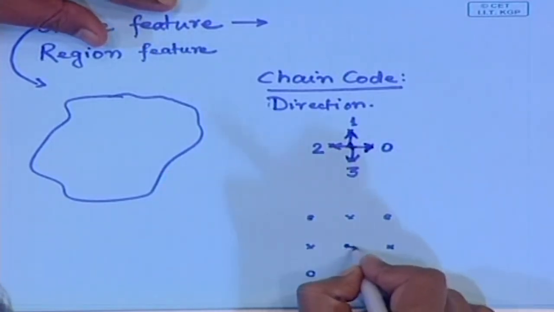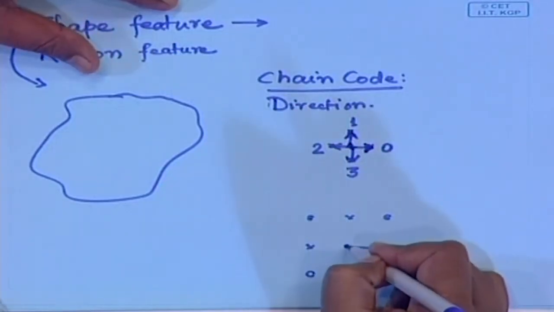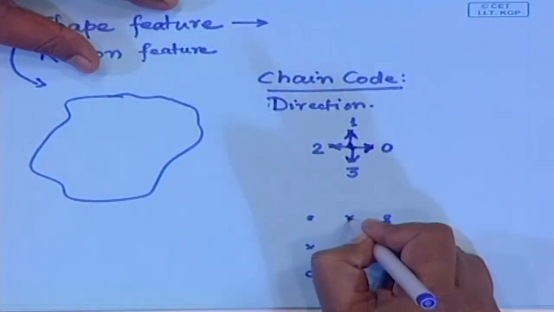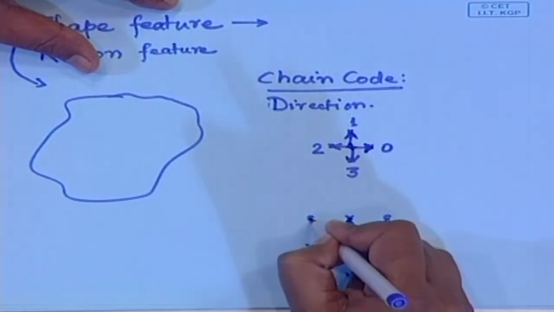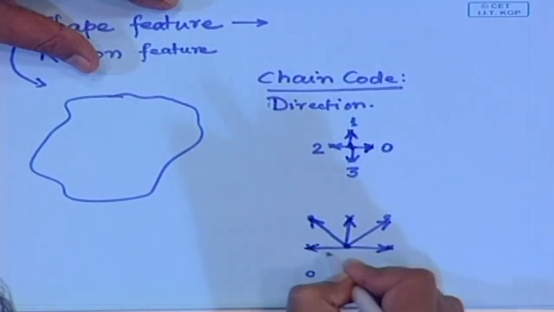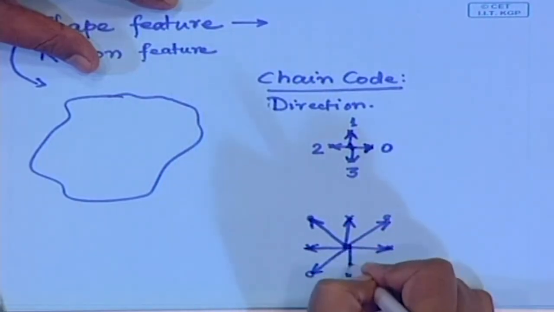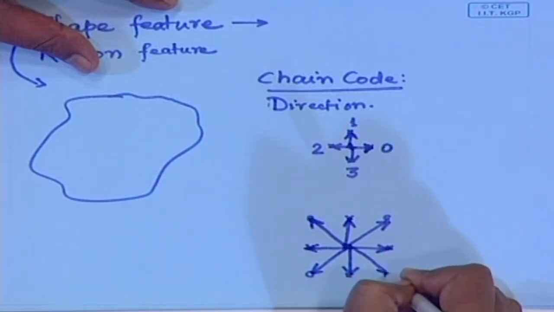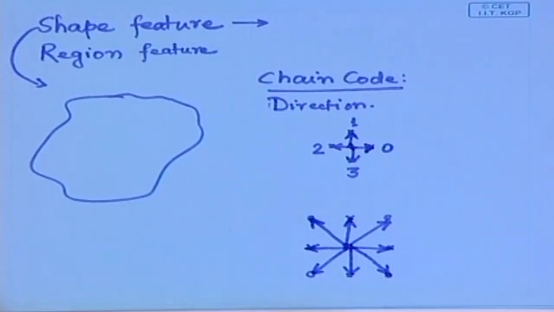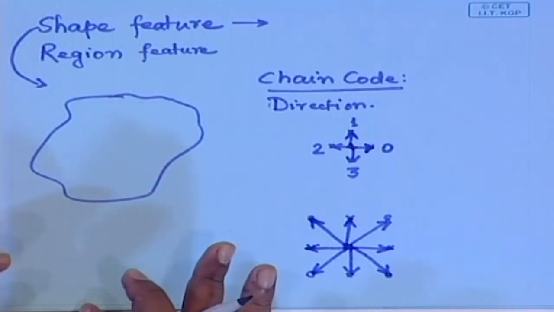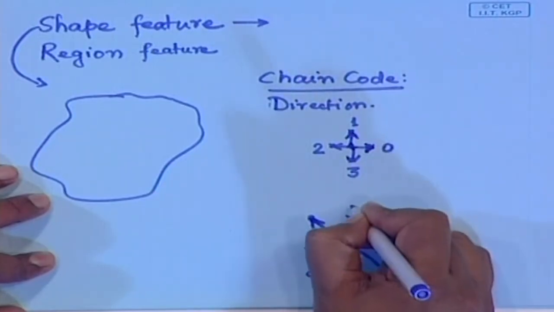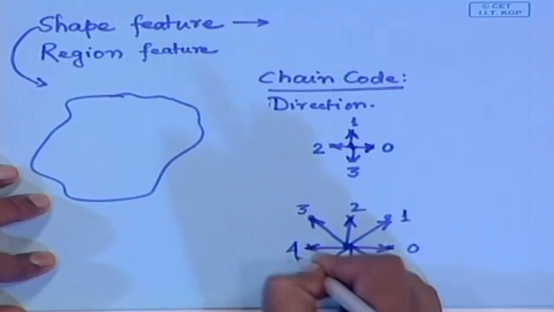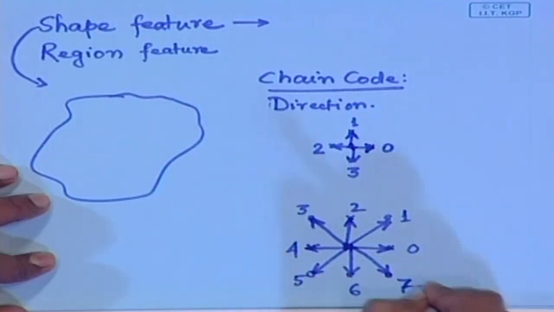I can move in the north direction, in the east direction, in the northeast direction, in the northwest direction, or in the west direction, or southwest direction, or south, or southeast. Okay. So these are the 8 possible moves that I can make from the center pixel following 8 connectivity, right. So now if I code these movements as 0, 1, 2, 3, 4, 5, 6, 7.